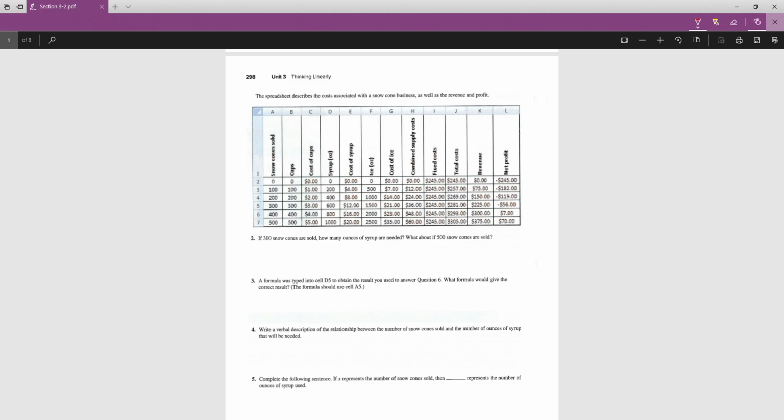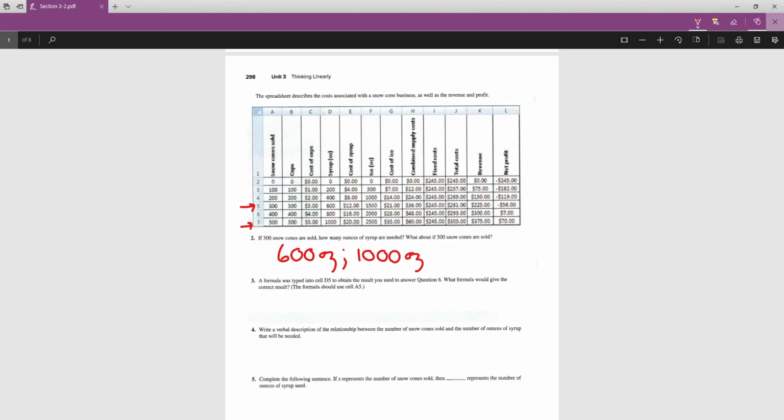But go across from where it says 300 snow cones. Follow that across until you get to the ounces of syrup required. How many ounces of syrup are required for 300 snow cones? 600 ounces. Then they ask us a second question. They ask us, what about 500 snow cones? So look at the last row, follow it across until you get to the column titled syrup, and read that number. It tells us that there would be 1,000 ounces of syrup needed.